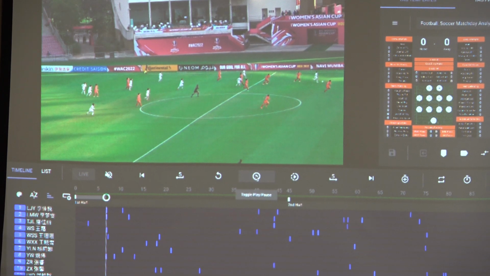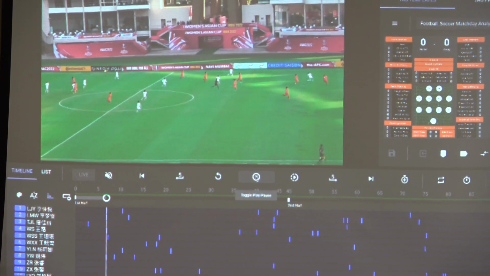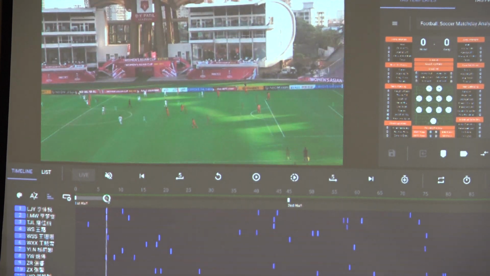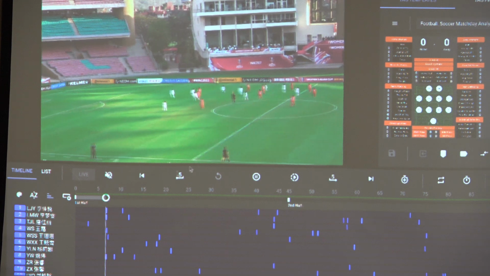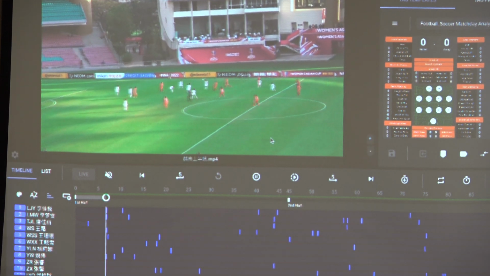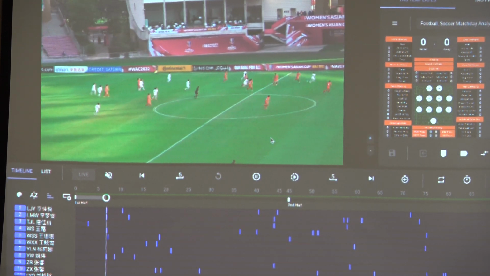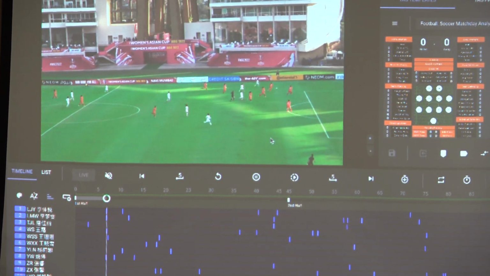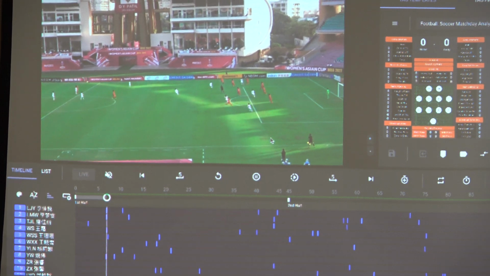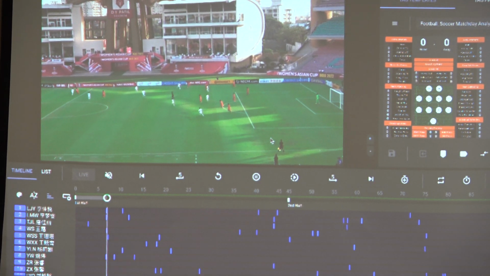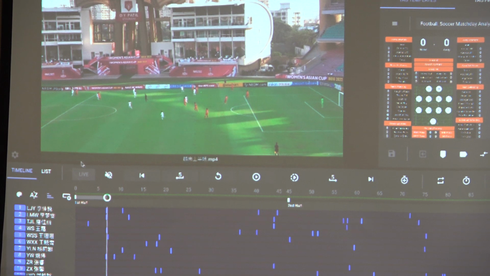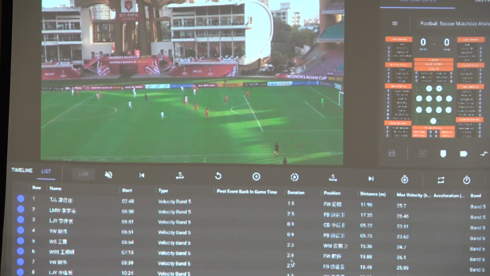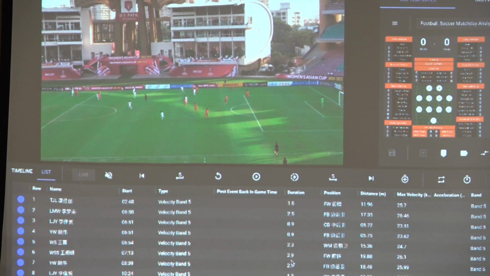So I'll play again, we'll see what happened. So all of our midfielders and defenders are running back. And I can also see, okay, I wonder when they are in the matches like this, what is the distance of their sprints?